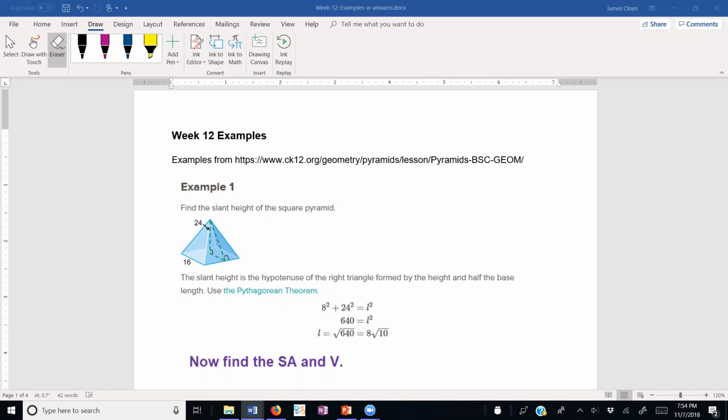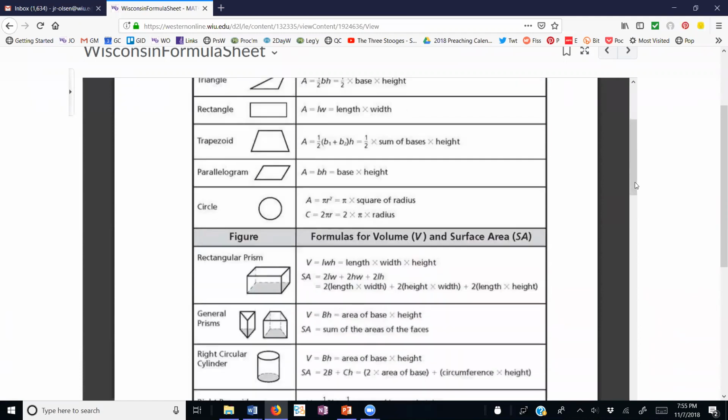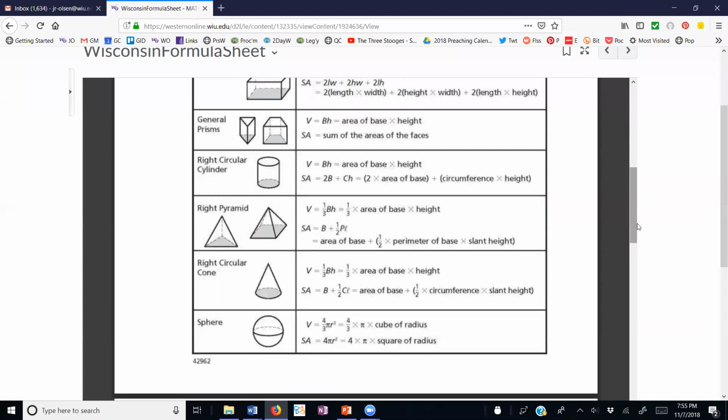Now what I'd like to do is to calculate the surface area and volume. So now we need to get out our formula sheet. So you need to have the Wisconsin Mathematics formula reference sheet in front of you, and we're going to be using the right pyramid formulas.